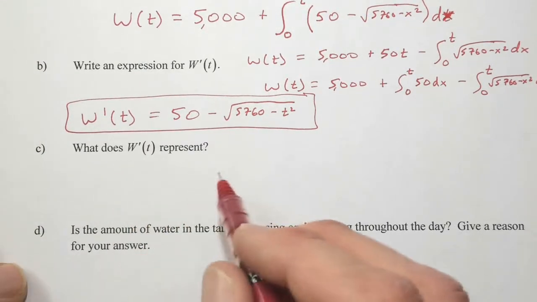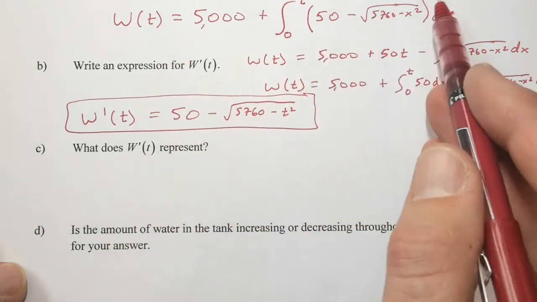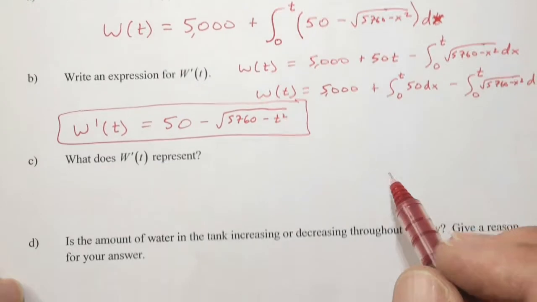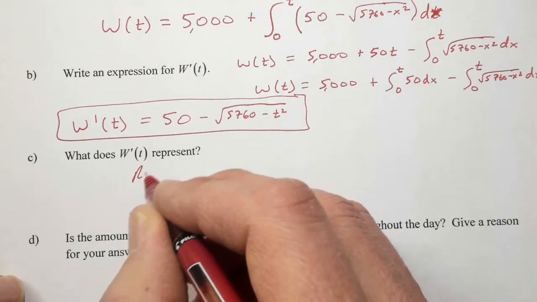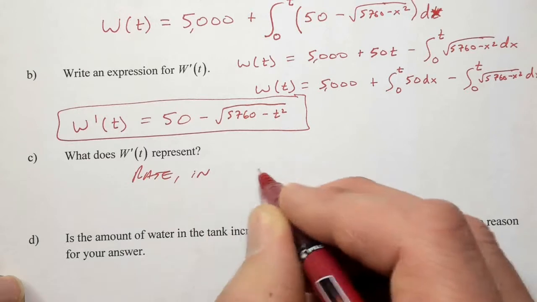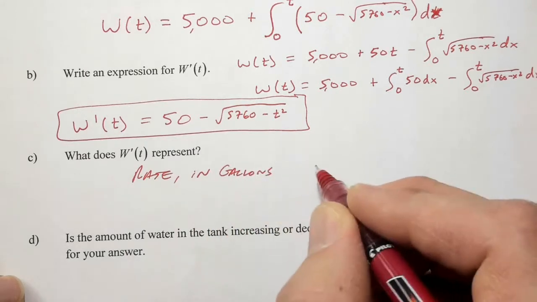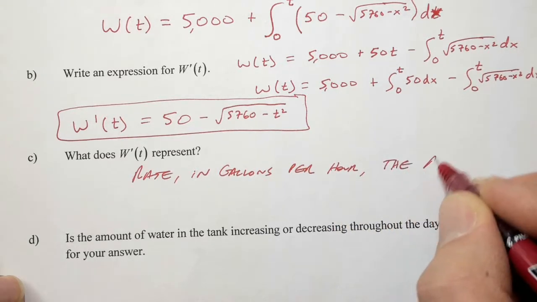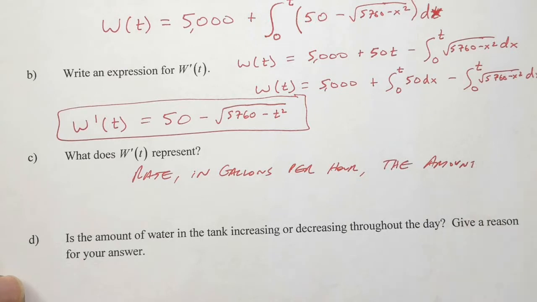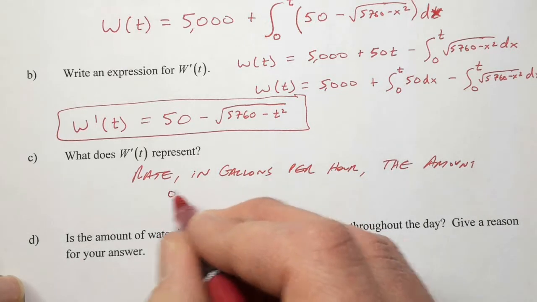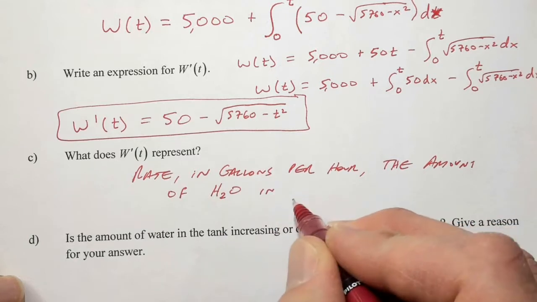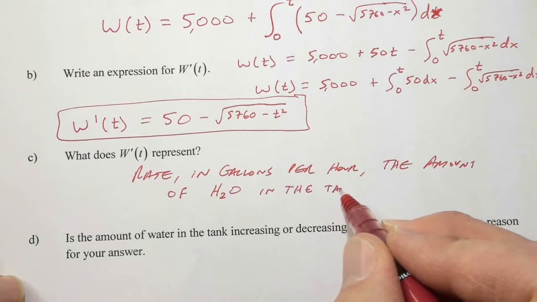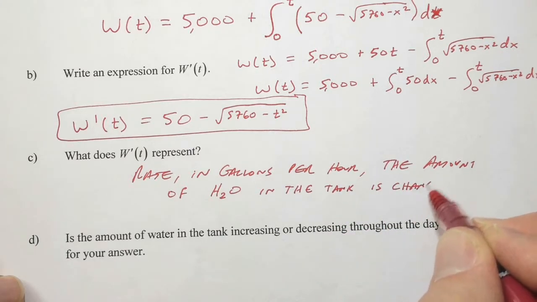What does w prime of t represent? Well, w of t is the amount of water in the tank at any time between 0 and 24. So w prime of t represents the rate in gallons per hour, because the units are important, the amount of water in the tank is changing. The derivative always represents the change. And that will be our derivative.